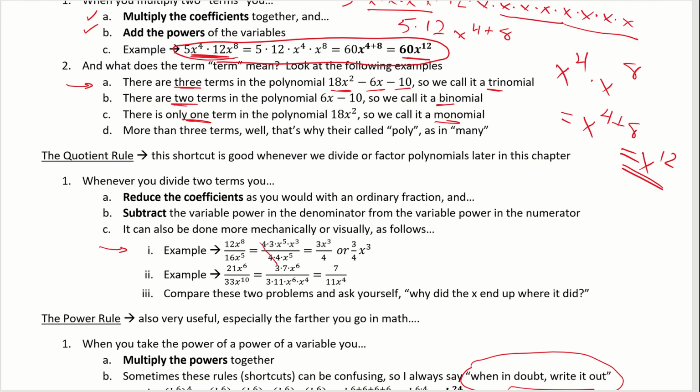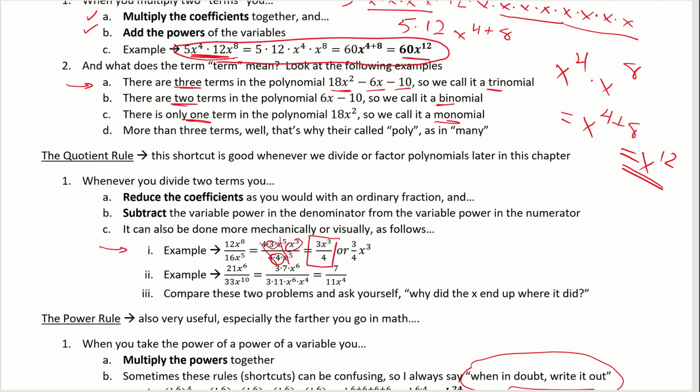3 and 8, 5 make 8. And I did that so that the x to the 5s can cancel. This is a different way of doing it. And look who survives. Upstairs, you got a 3. You got an x cubed. That's upstairs. Downstairs, you got a 4. So your answer is this.